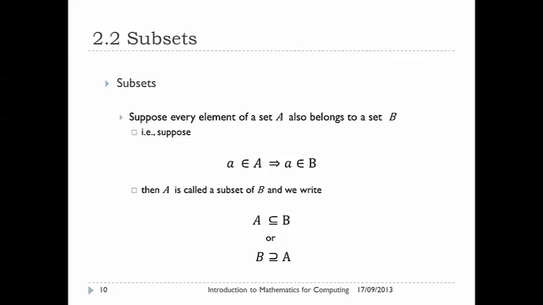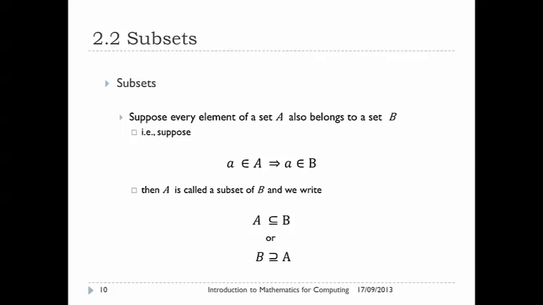So for example, if we have a set A and A has 5 elements, the numbers 1, 2, 3, 4, 5, and if we have a set B and B contains the elements 1, 2, 3, 4, 5 and 6, then every element that is in A is also in B. In this case we would say that the set A is a subset of the set B. So the criteria that we're checking here is that for every element in set A, if that element is also in the set B, then A is a subset of B.